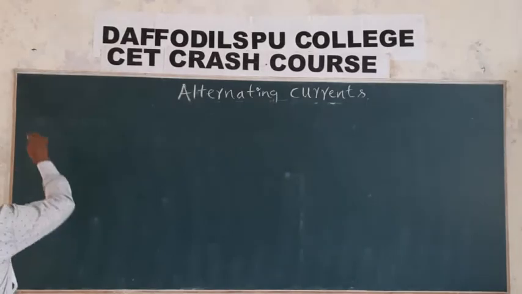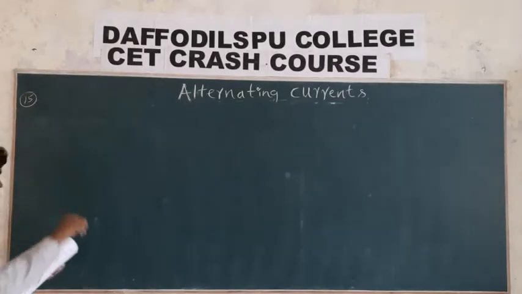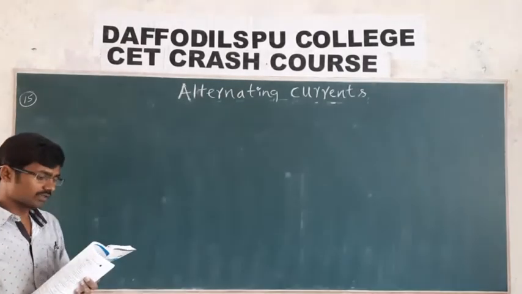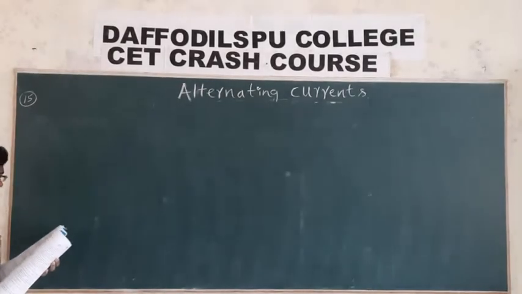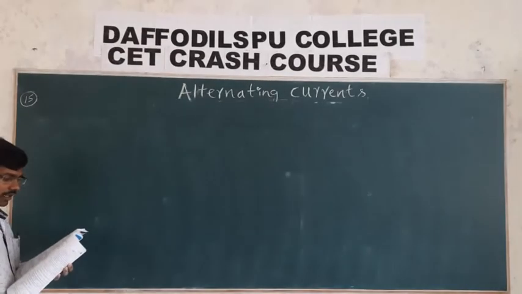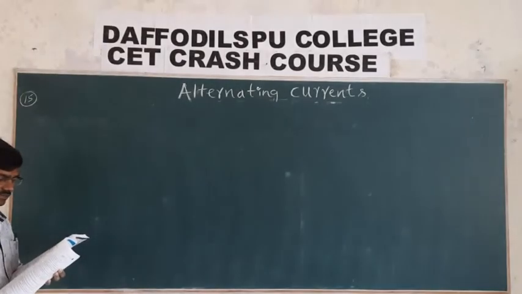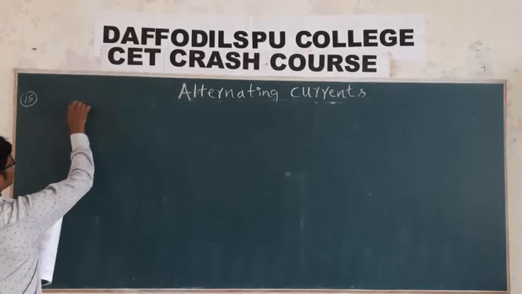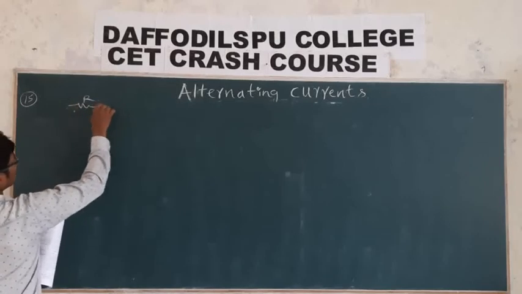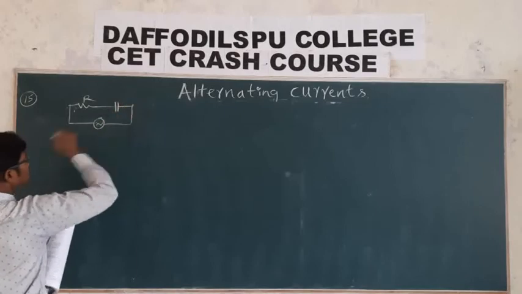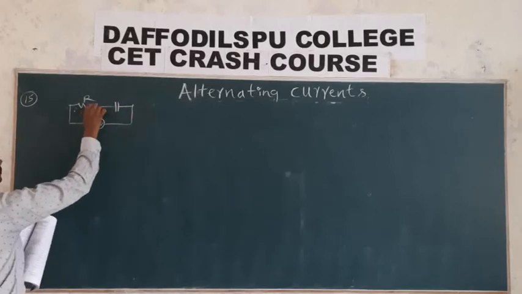Next, the 15th one. A series RC circuit is connected to an alternating voltage source. Consider two situations: when the capacitor is air filled and when it is mica filled. The current through the resistor is I and the voltage across the capacitor is V. So we have an RC circuit, resistor R and capacitor C, connected to an AC source.